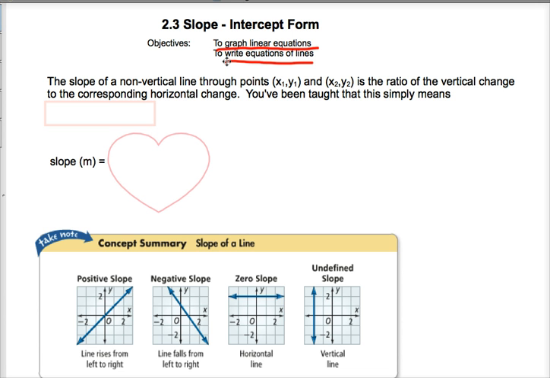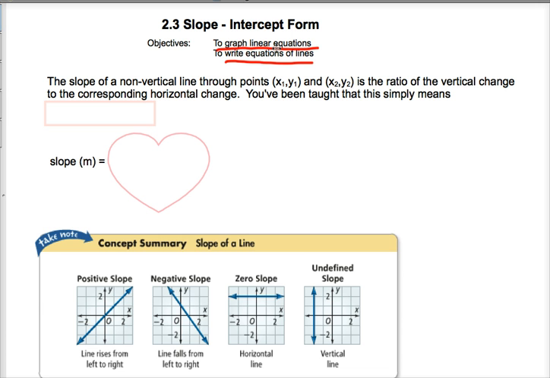In order to be able to graph them, first thing we need to be able to do is come up with a slope. I've got the definition of slope here. Slope of a non-vertical line. I say non-vertical because vertical is a little bit different. You can still use this to find vertical, but you need to interpret what you get for a result.